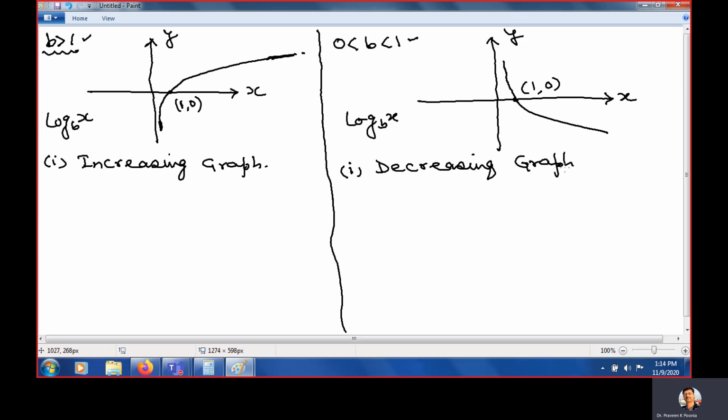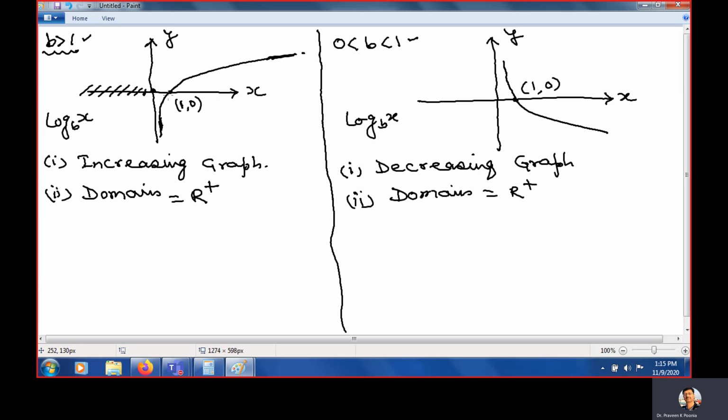Clear? So this is point number 1. Number 2, I told you what is the domain. What is the domain? Look here. Domain is on x-axis values. Look, there is no graph here. Graph starts from here. So the domain is R plus. Domain is R plus for logarithmic function. Clear? Set of positive real numbers.